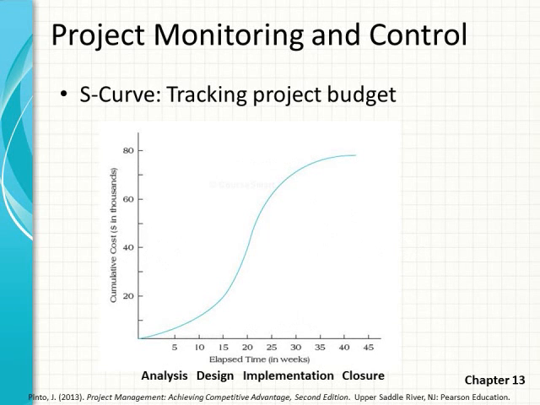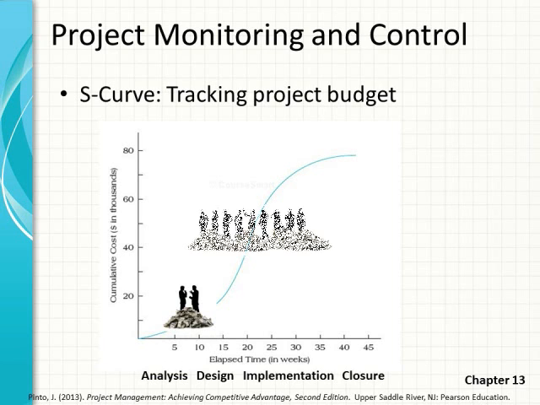Now, Pinto also goes on to describe the S-curve that we use for tracking projects. Here's a typical S-curve that begins at the start of a project in the analysis phase and goes all the way through to the closure phase. It gets its S shape because at the beginning of a project, we have relatively few resources working on it, only those doing the basic planning and analysis.